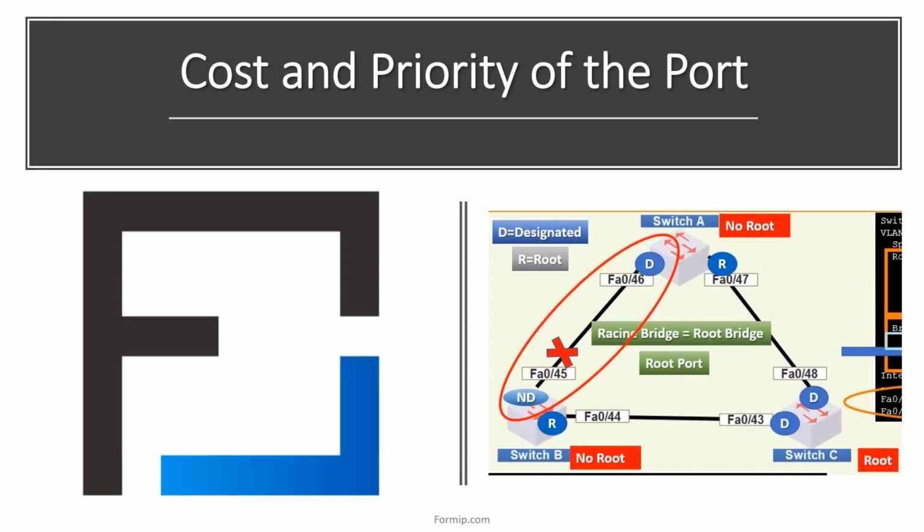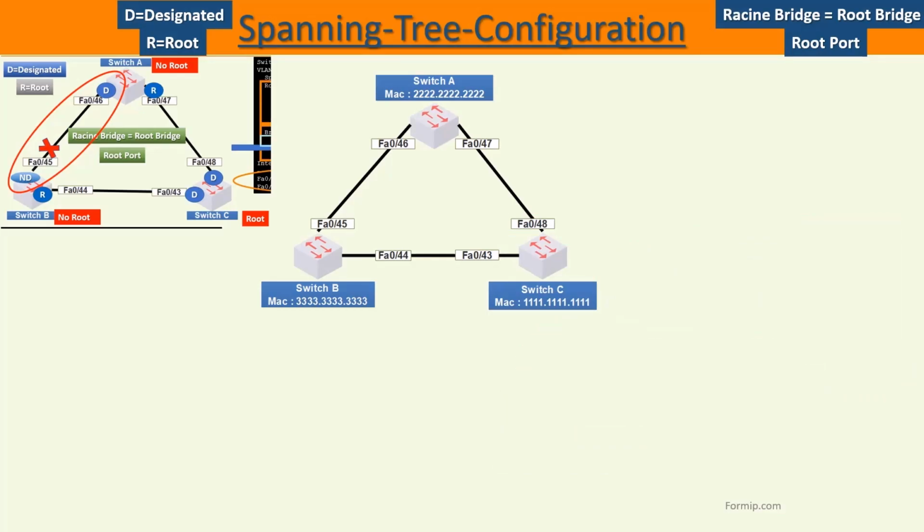In the previous course, we saw that switch C was designated as the root bridge, and that switch B had to deactivate its port 45 because it lost the battle with switch A. We will now see how to choose the root bridge. For example, we would like switch A to become the chosen one.